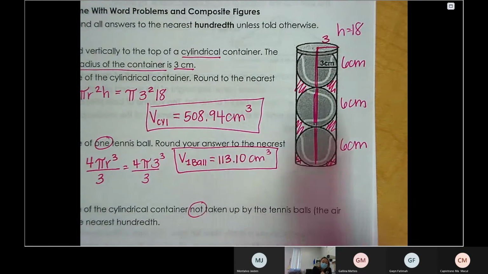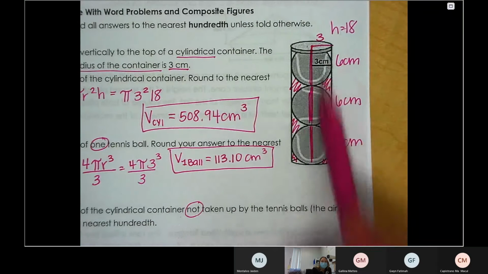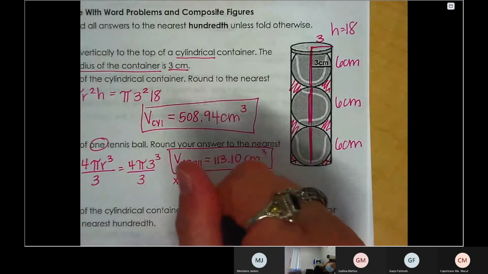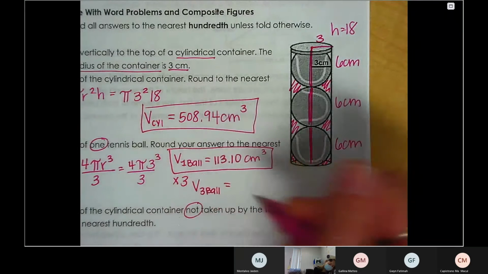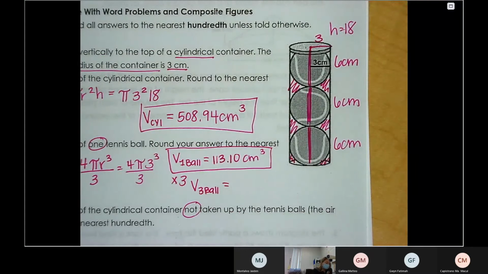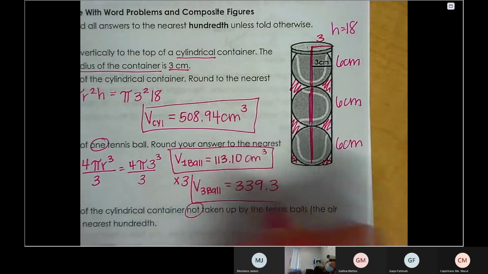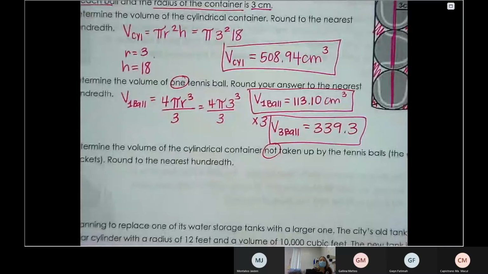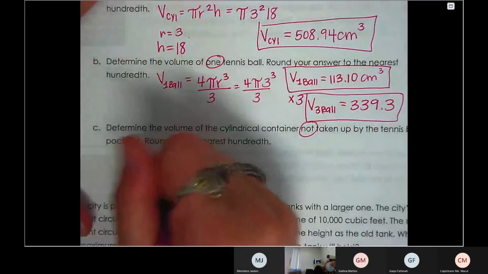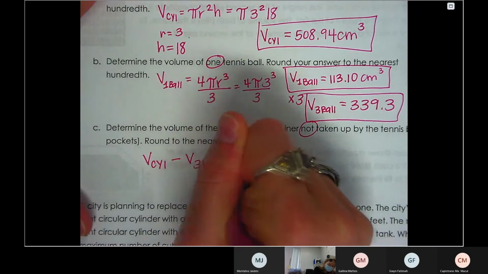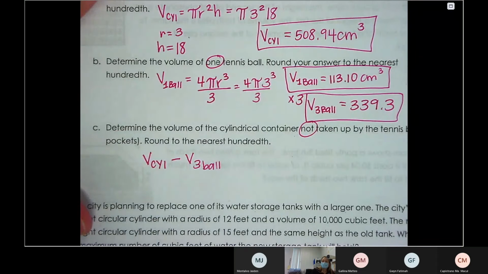Very good. So this is just the volume of 1 tennis ball. There are 3 tennis balls. So you have to take this number and multiply it by 3 to get the volume of all 3 of them. So if I take that number and multiply it by 3, 339.3. Good. So that's the volume of 3 tennis balls. So to find the leftover space, I'm going to take the volume of the cylinder and subtract the volume of 3 tennis balls. And that'll give me my final answer.